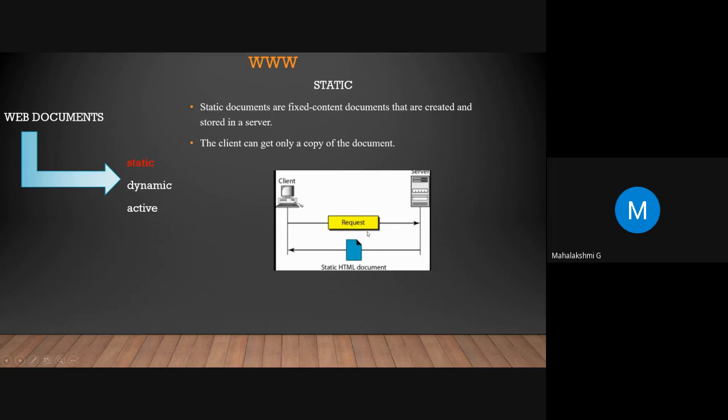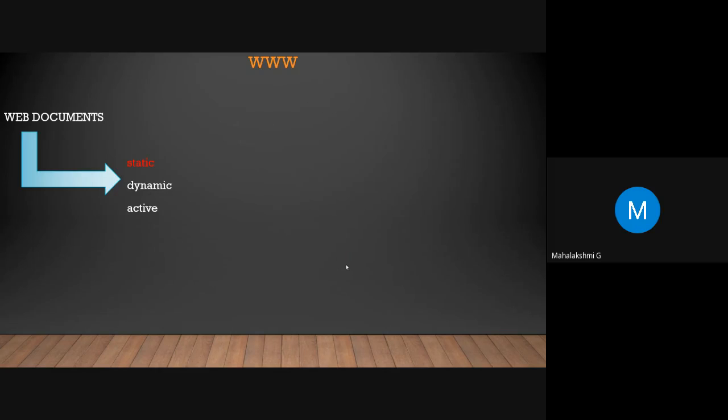It will not be created at the time of request. It will already be created and stored in your server. You can access the document which is already created without any modifications or alterations. The user can then use a browsing program to display the document. We're just going to display the document. So for this case, to create such a type of document, we are going to use HTML.